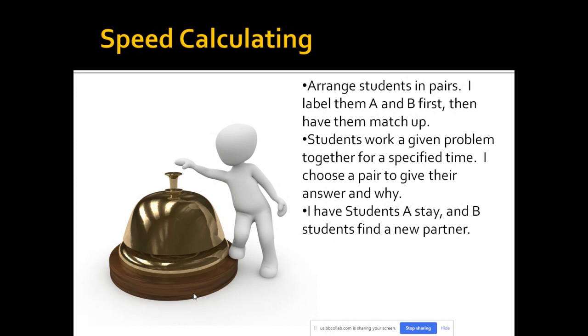It kept students actively engaged throughout the class. Nobody sat there with their head down or was on their phone. They were engaged because they were sort of forced to work with somebody else.